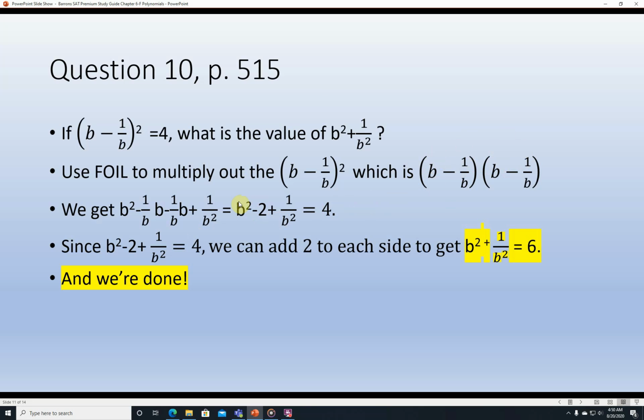So that ends up being b squared minus 2 plus 1 over b squared equals 4. So since we know b squared minus 2 plus 1 over b squared is 4, and we want b squared plus 1 over b squared, we just have to add 2 to each side to get that. So then we add 2 to 4 to get 6. So we have b squared plus 1 over b squared equals 6, and we're done.